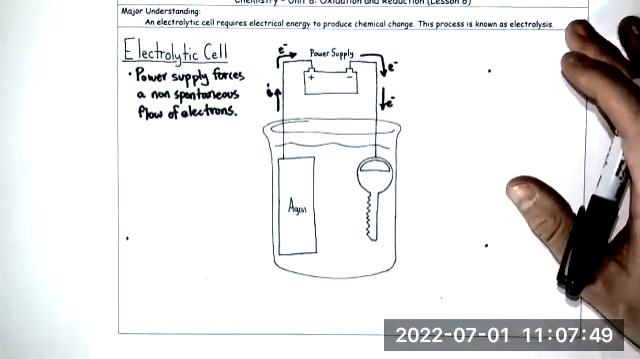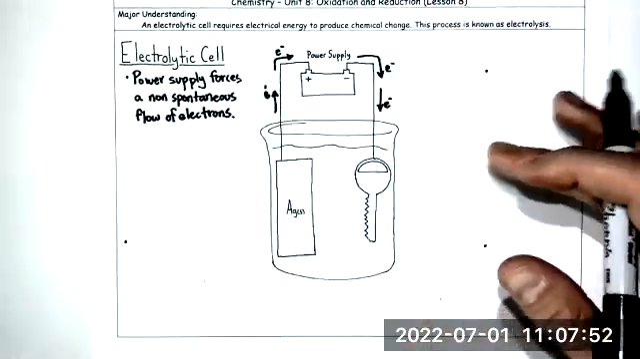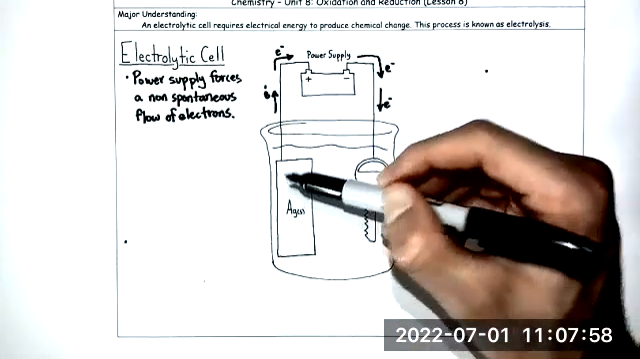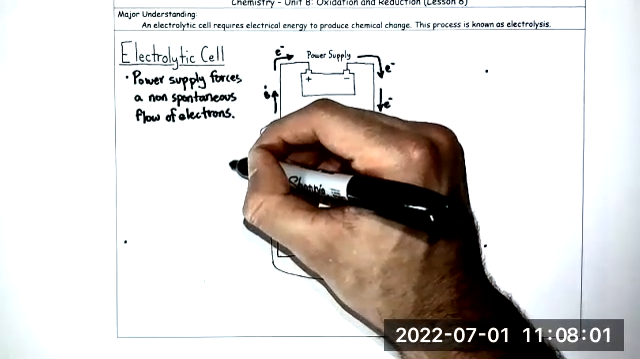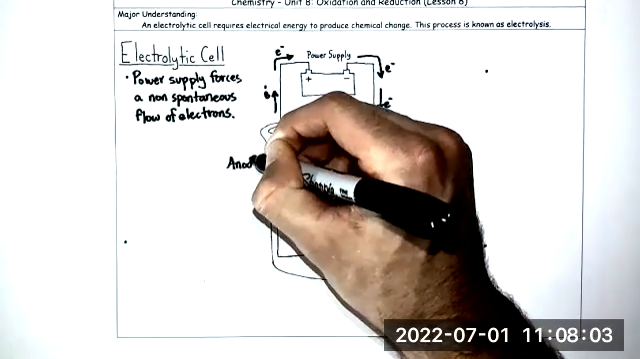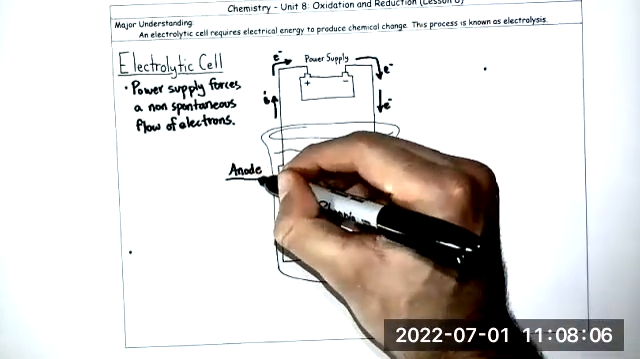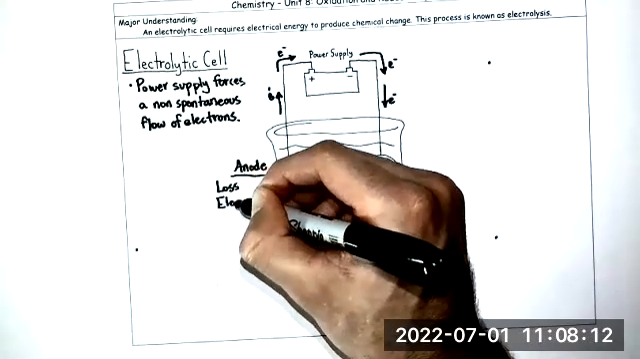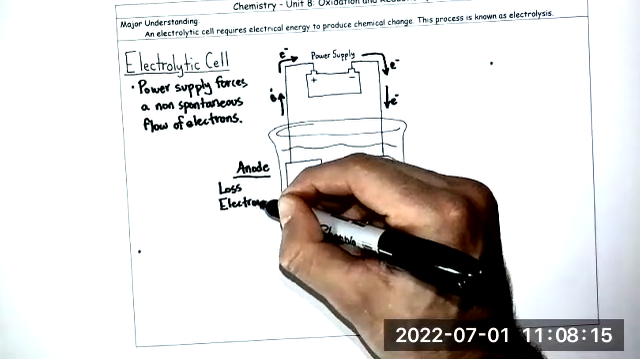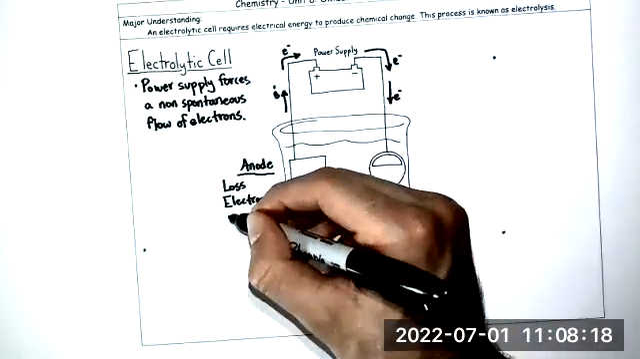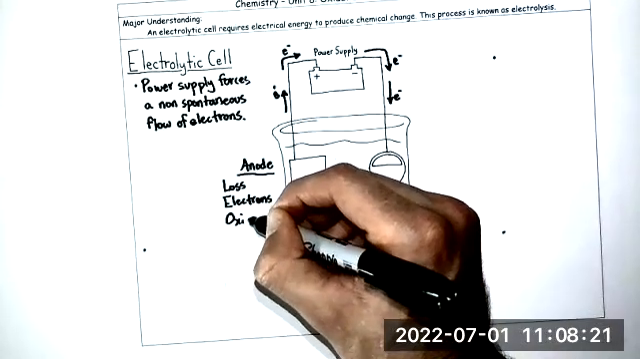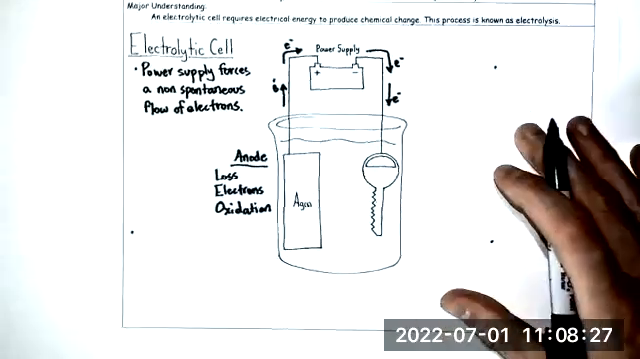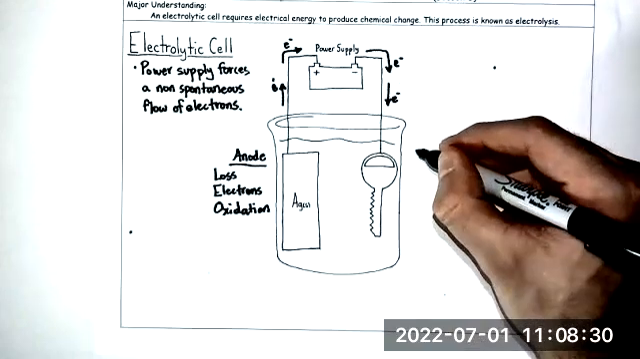Okay, and so this is a non-spontaneous occurrence. This wouldn't happen unless the power supply was here to force this to occur. And so we are losing electrons from this side, so this would be our anode. And we know this because loss of electrons is oxidation, and oxidation occurs at the anode. Okay. And then if this side's gaining electrons, then this is our cathode.